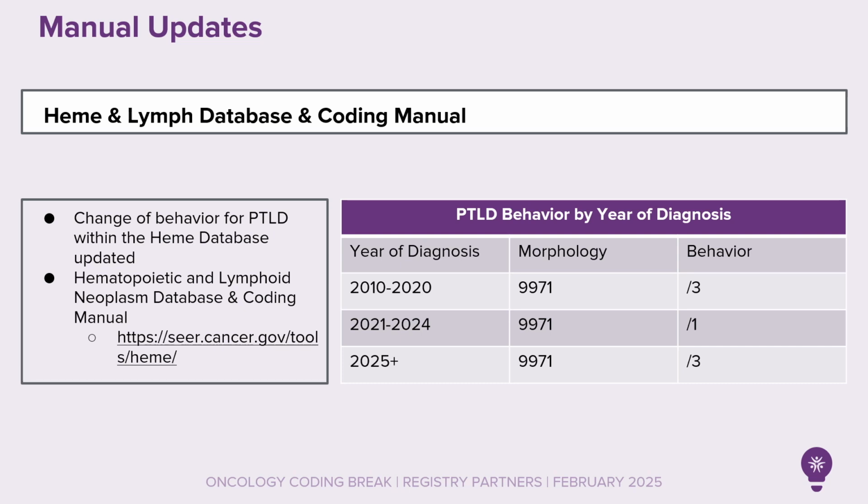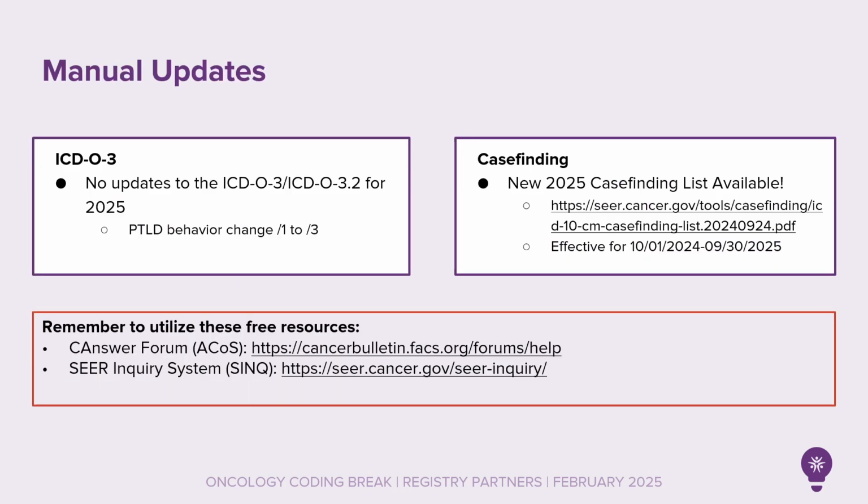Hematopoietic Blue Book, PTLD became 9971 behavior 1, where it was only reportable if it occurred in the brain. Now, starting in 2025, PTLD as the only diagnosis will become a behavior 3 or malignant again and will be reportable for all cases. There were no updates to the ICD-O-3 except for that PTLD behavior change from 1 to 3.